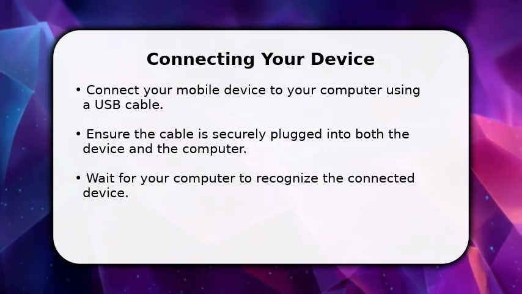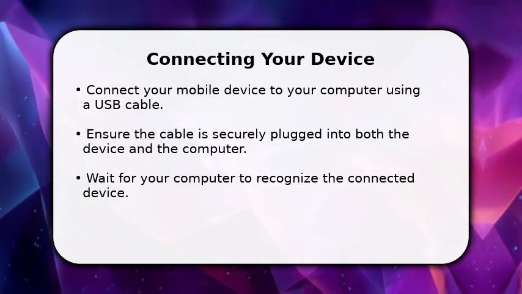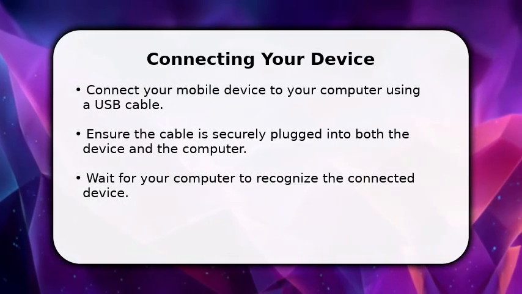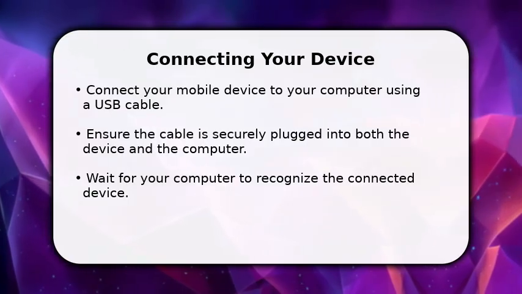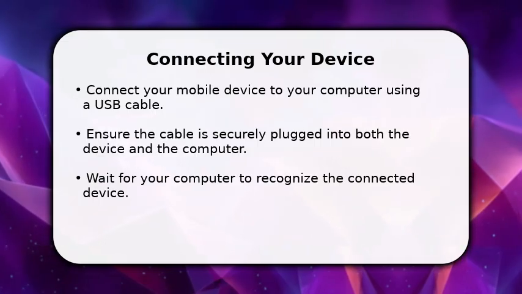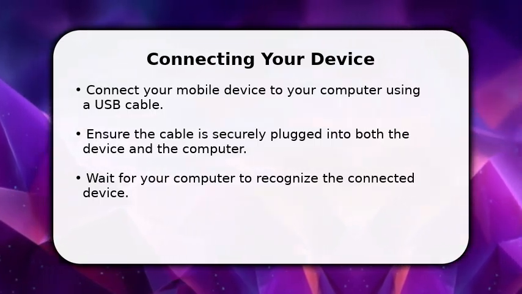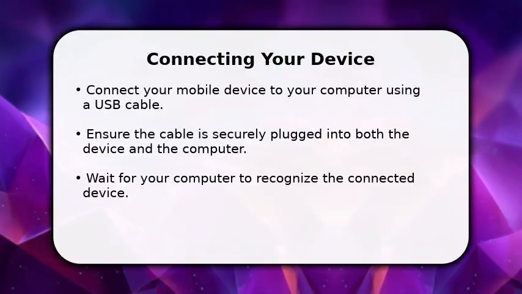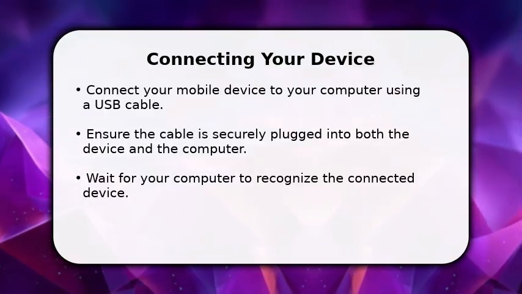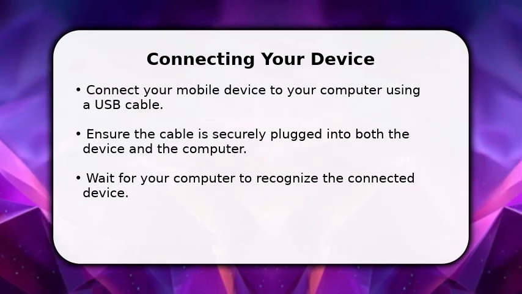First, connect your mobile device to your computer using a compatible USB cable. Make sure the cable is firmly inserted into both the phone's charging port and an available USB port on your computer. Your computer should then automatically detect the device, often displaying a notification or an icon in the system tray. This initial connection is crucial for establishing communication between the two devices.